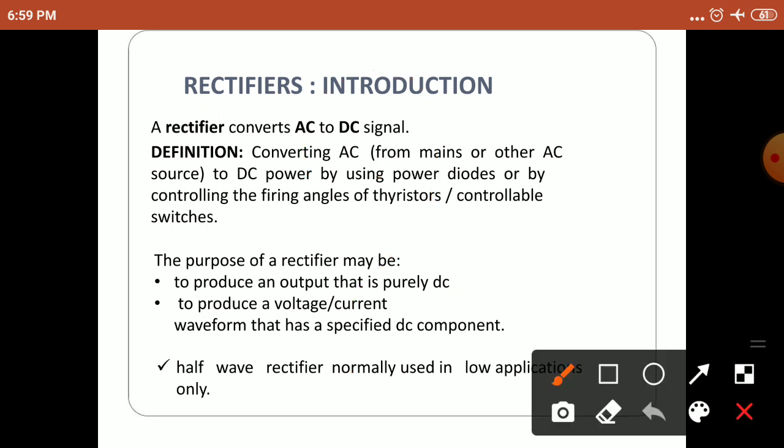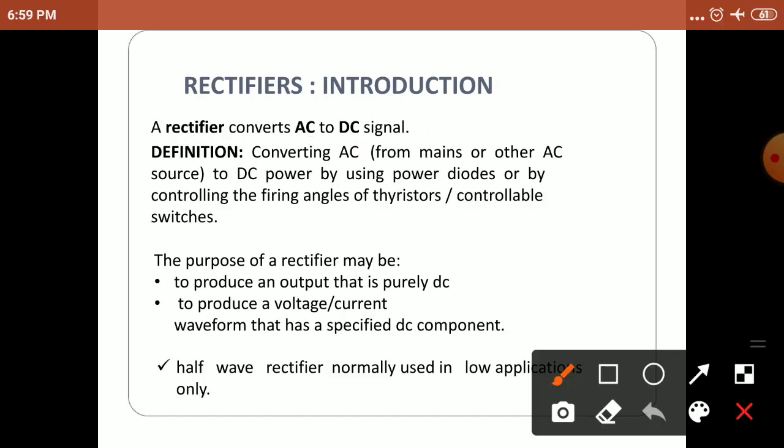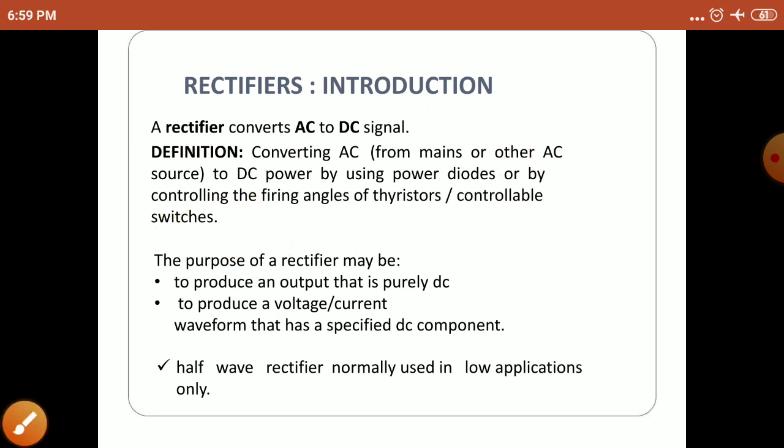See, the mains comes from the KPTCL, and it is AC. All the equipment used in houses is not AC. Some of the electronic equipment requires a DC supply. So in that case, what do you do? Rectification is the only option. You have to go for rectification. That is why rectifiers play a role here.